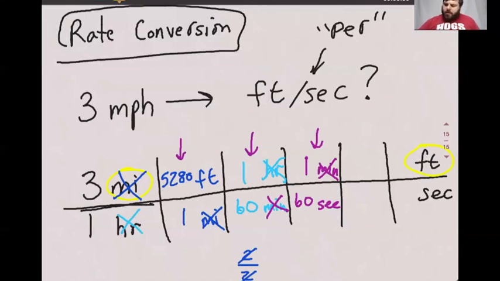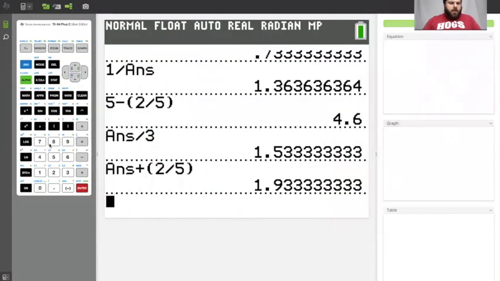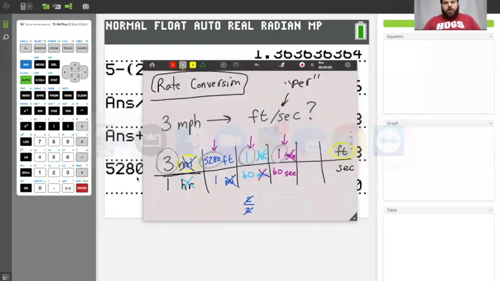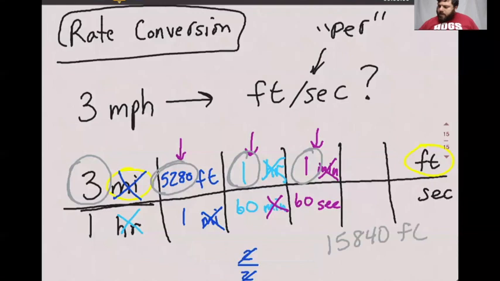So now I'm going to do 3 times 5,280, 3 times 5 times 1 times 1. I just multiply all my numbers. Okay. So that's going to be, let's see, I'll use my calculator for this one. 5,280 times 3 gives me 15,840. So that's my top number, 15,840, and then feet is the units that go with that.